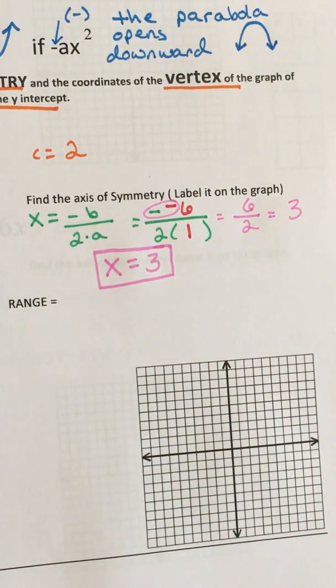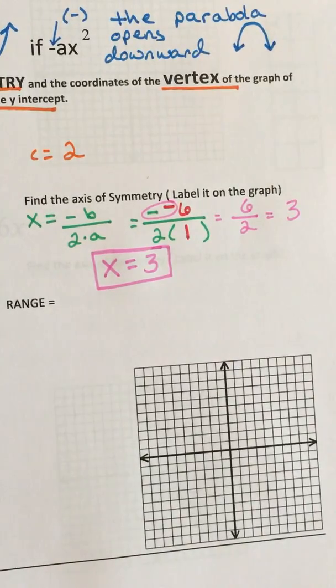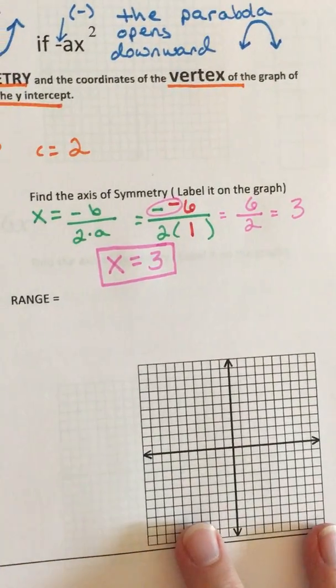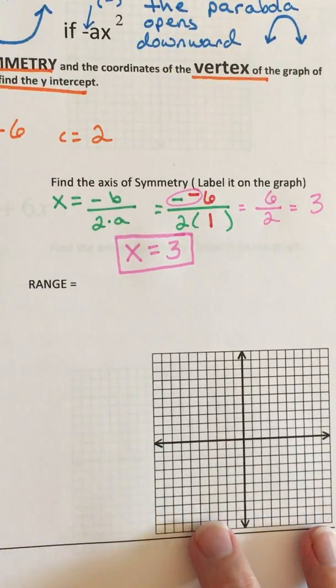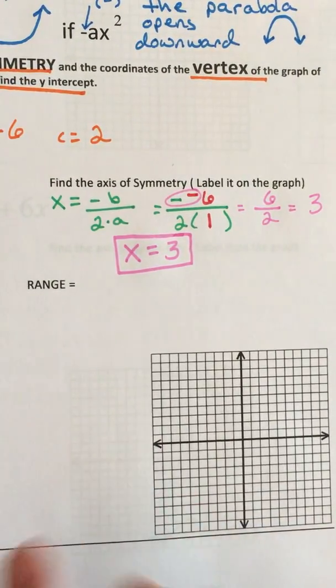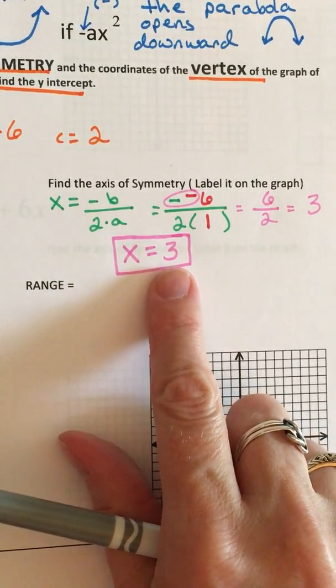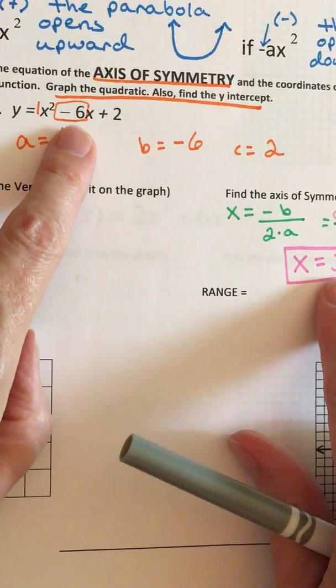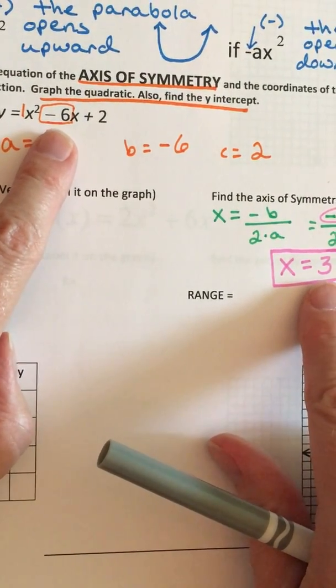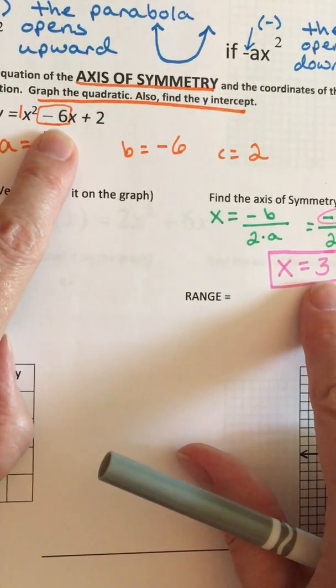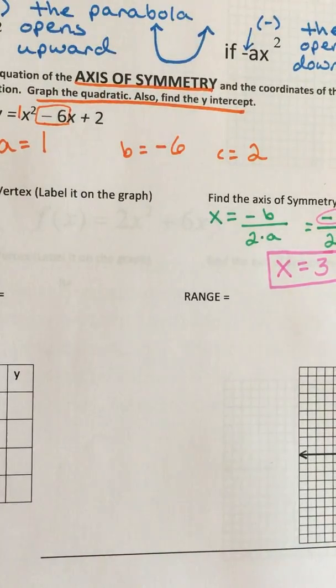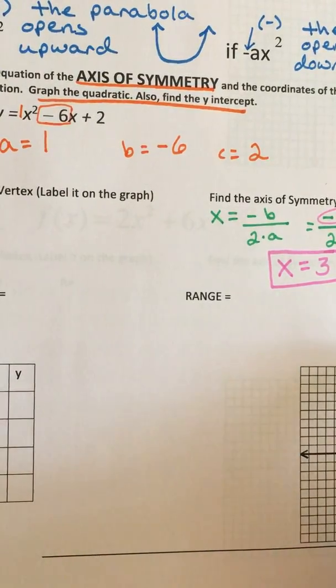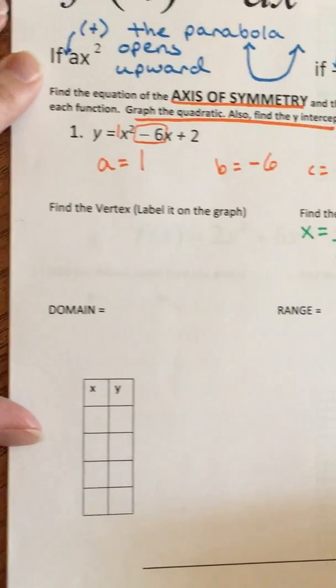All right. We remember from our previous lesson that the axis of symmetry always goes straight through the vertex of a quadratic, which means that I can plug this value of 3 into my original function wherever I have an x, and as a result, find out what the y value will be at my vertex. So let's do that.